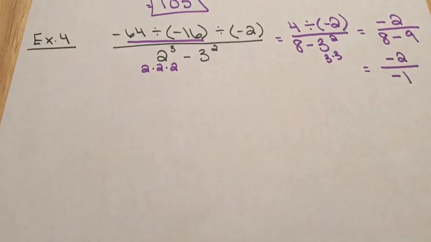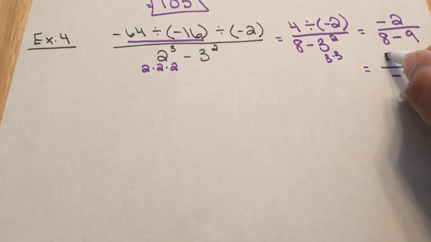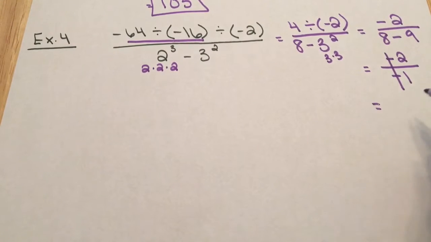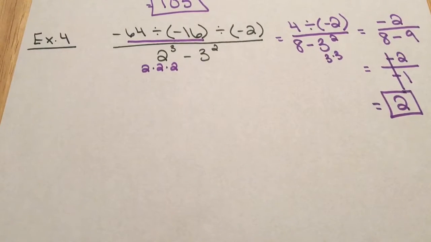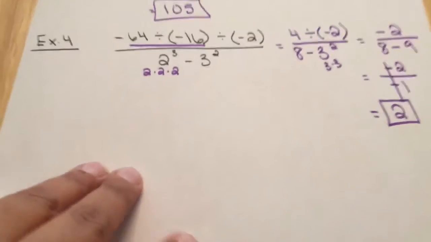So I have negative 2 divided by negative 1. We remember, hopefully, from our integer division that when we have 2 negatives, they cancel out and become a positive. So this is just going to be a positive 2. Look at all that work just for a positive 2. Isn't that crazy? Okay, so now it's your turn.